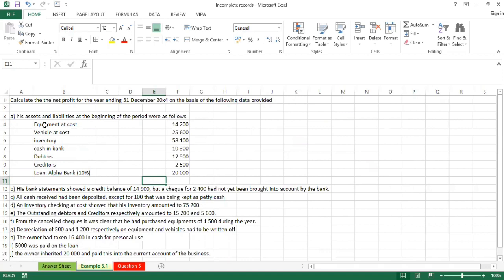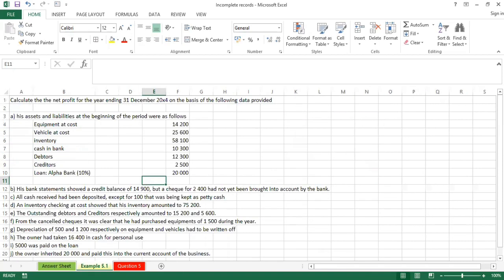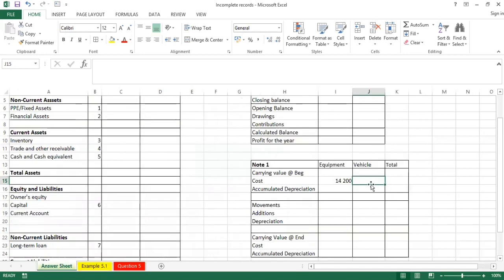A, they say his assets and liabilities at the beginning. We have equipment at cost, and also vehicle at cost. Equipment at cost is 14,200, so we're going to write that down. Our vehicle is 25,600, and we're also going to write that down.